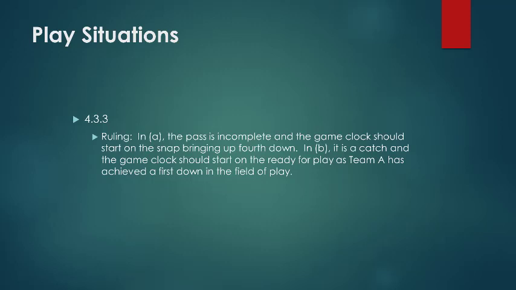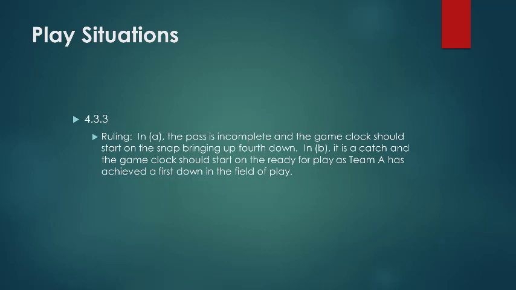And in situation B, we would have a catch. This is where they clearly grab the player and pick them up, hold them so that they can't go back to the ground, and they would have landed in bounds had this not occurred, and then they are subsequently carried out of bounds by the Team B player. So in this case, we would have a catch, and the game clock would start on the ready for play as Team A had forward progress in the field of play.